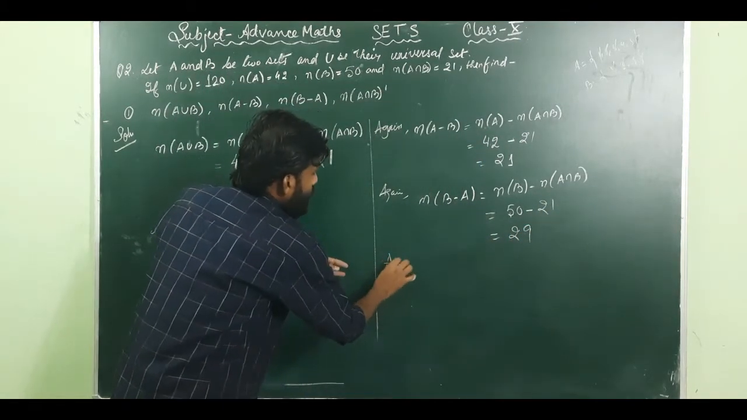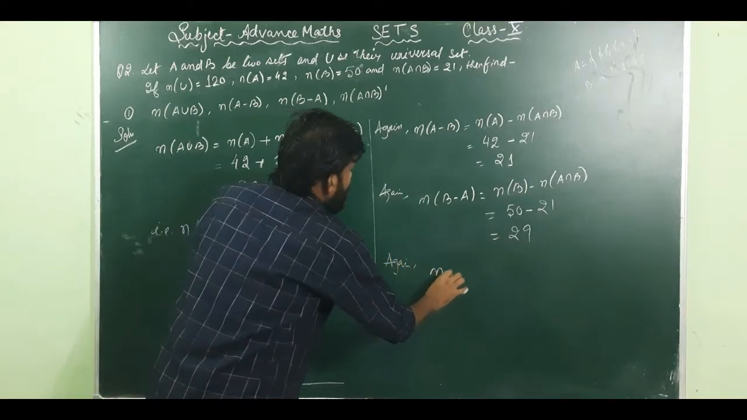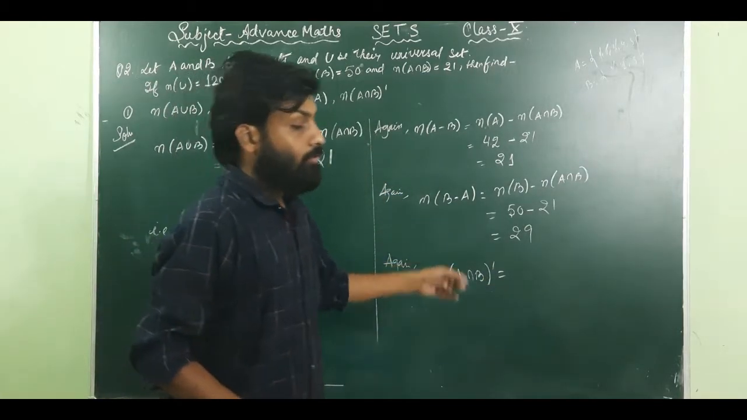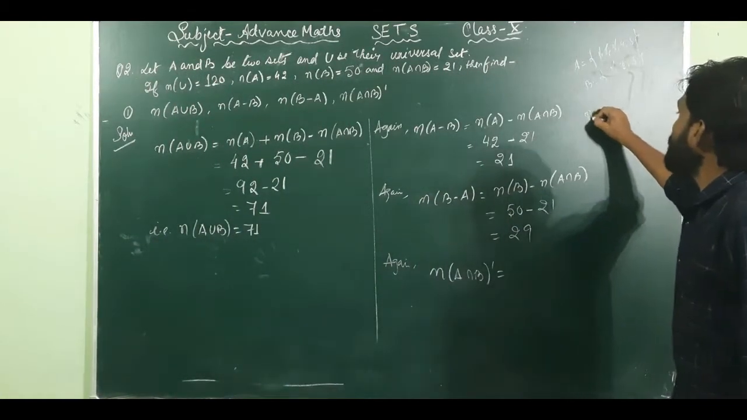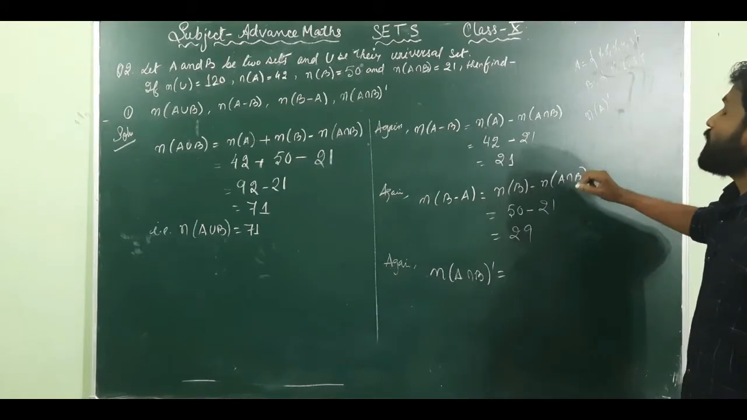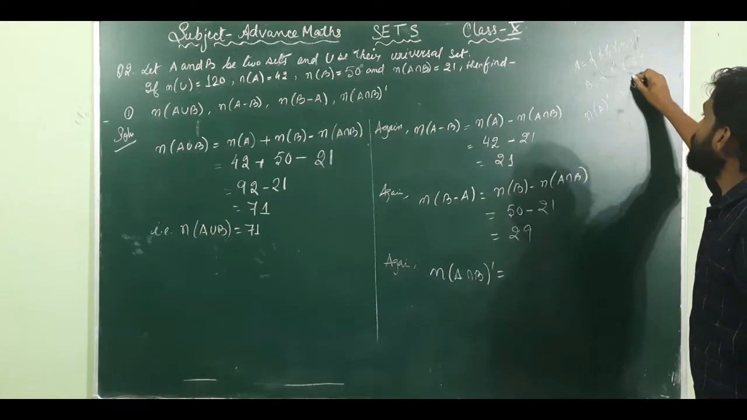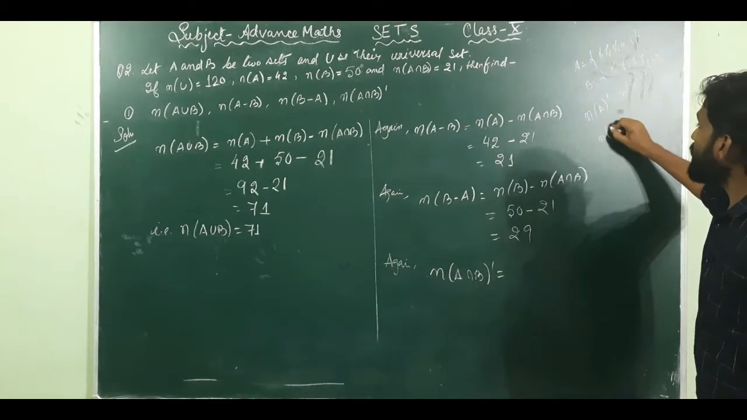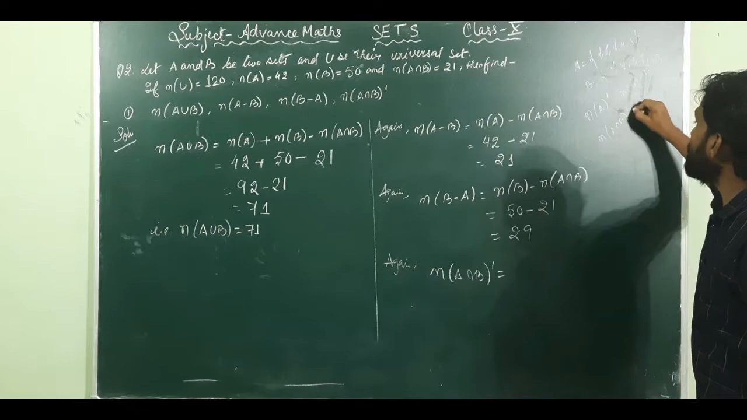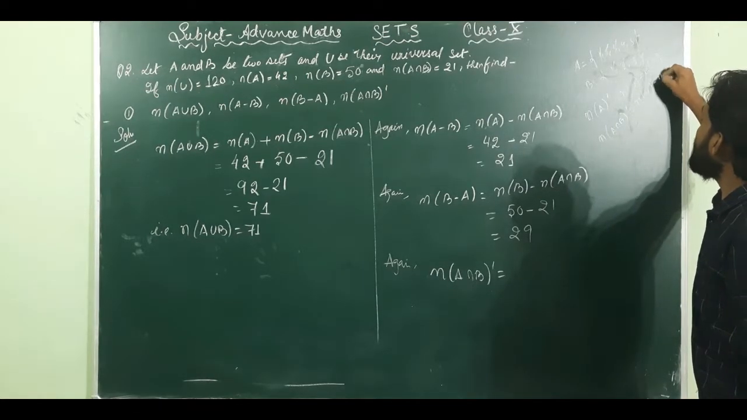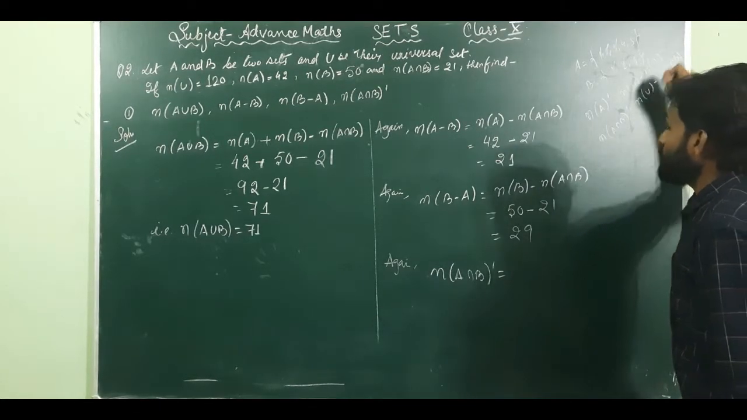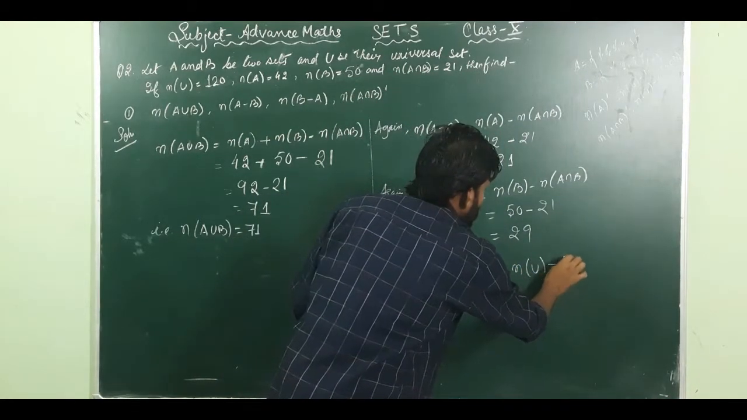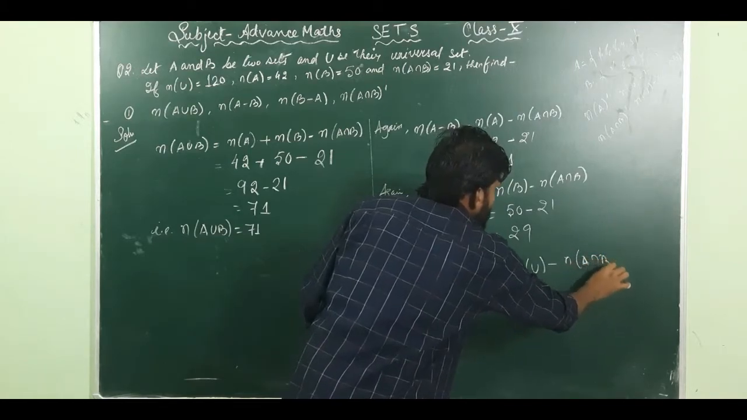And the last one, what they have told to find is N of A intersection B complement. If you remember, in the starting I said that if you get something like N of A complement, what do you have to do? N of U minus N of A. Similarly, if I get N of A intersection B complement, then your formula will become N of U minus N of A intersection B.